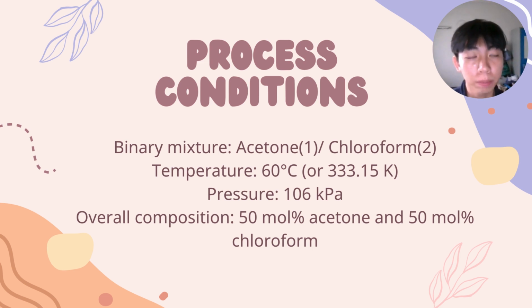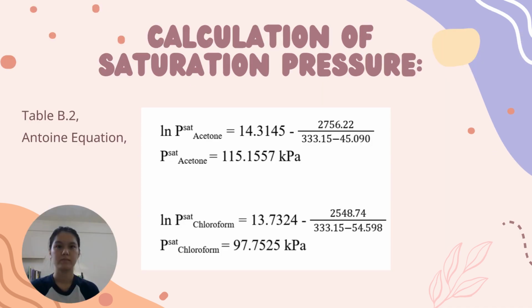Lastly, I will talk about the process conditions. For our Group 5, our binary mixture is acetone and chloroform. The temperature we chose, 60 degrees Celsius, is because it is a temperature that can be easily maintained and controlled in an industrial setting. It does not require high temperature equipment, which can be expensive and challenging to maintain. The pressure we chose is 106 kilopascal, and our overall composition will be 50% acetone and 50% chloroform.